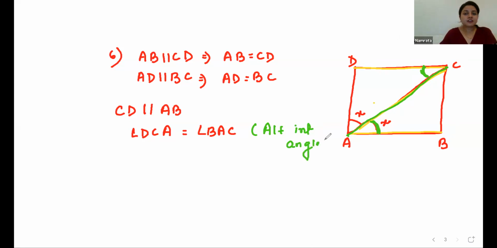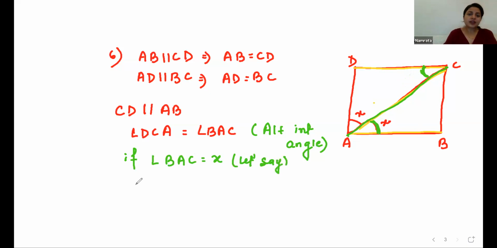Yes, ma'am. If both are alternate interior angles, can we say that if this is X, that will also be X? Right? Yes, ma'am. If this is X, that will also be X. So let's write it. Alternate interior angle, and if angle BAC is X, let's say, then angle DCA will also be X.